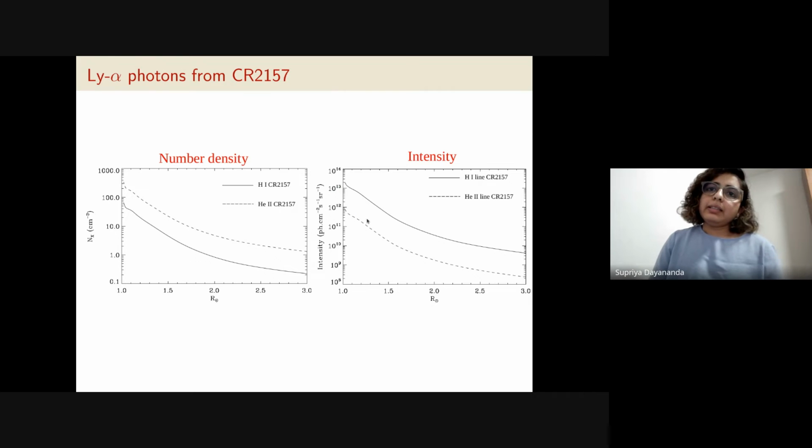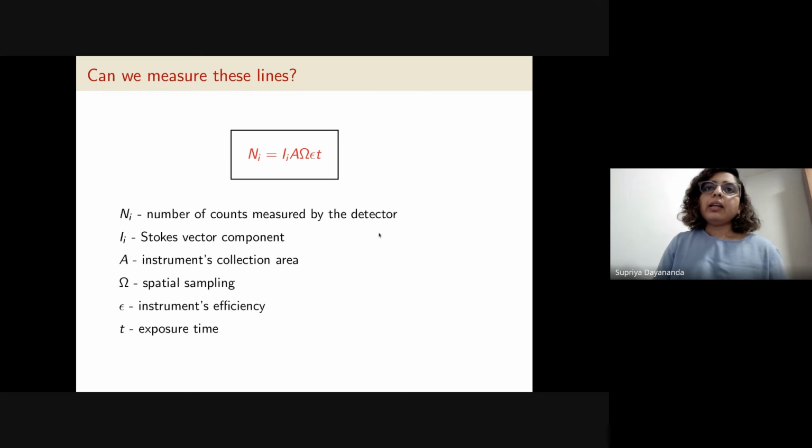So once we have these intensities, you notice that as expected, as you move higher and higher in solar corona, these intensities drop down. And the question was whether we will be able to measure these kind of intensities, or what kind of integration times would you need in order to detect these signals. So to get an estimate, we did a simple calculation using this relation.